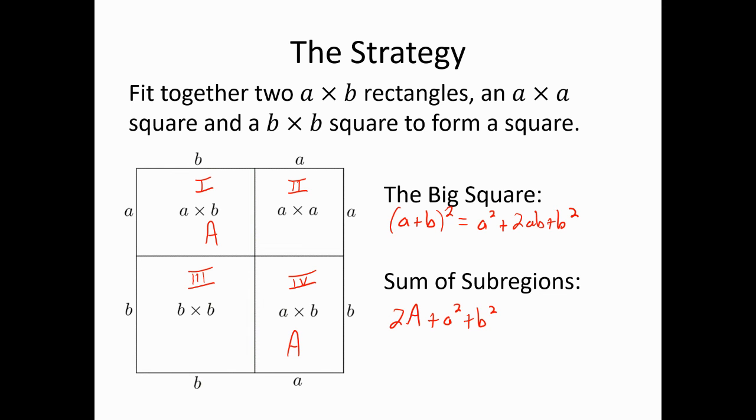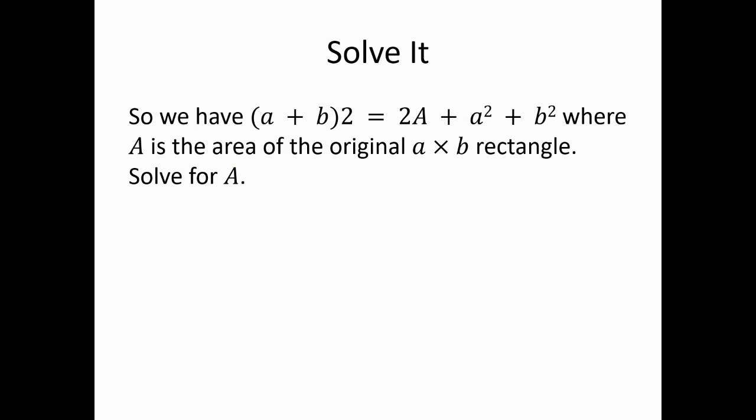All right, what then are we able to do? We're able to equate these two expressions. Oops, that's supposed to be a square there. That is, (a + b) squared is 2A plus a squared plus b squared. And again, (a + b) squared is a squared plus 2ab plus b squared. And that is twice the area of the rectangle plus the area of the a squared plus the area of the b squared. And then just algebra.